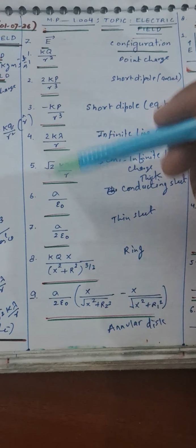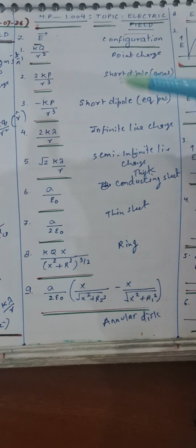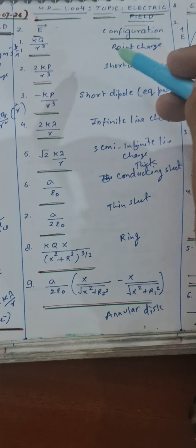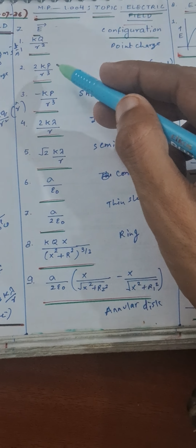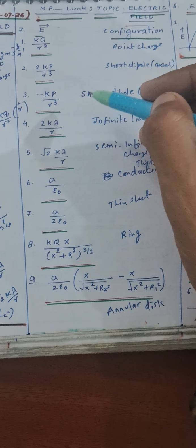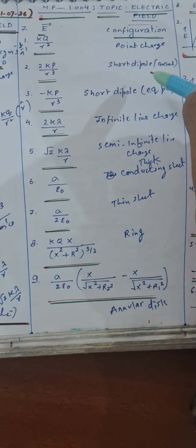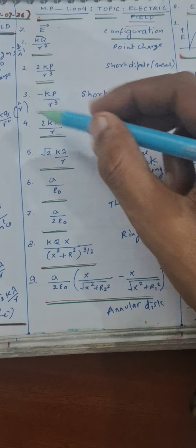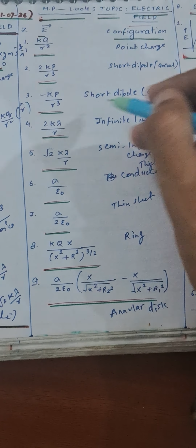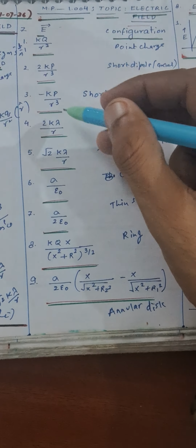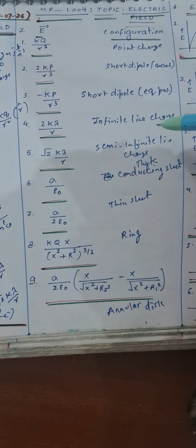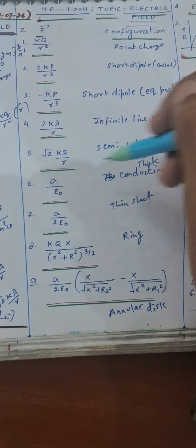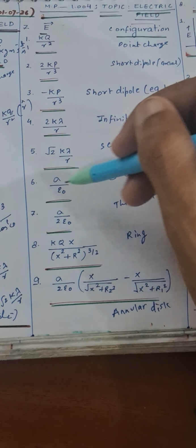Then here we have the expression for electric field and here is the configuration. So if it is kq by r square, it corresponds to the point charge. If it is 2kp by r cube, it refers to the short dipole axial position. If it is minus kp by r cube, it refers to the short dipole equatorial position. If it is 2k lambda by r, it refers to the infinite line charge. Root 2 k lambda by r, semi-infinite charge.